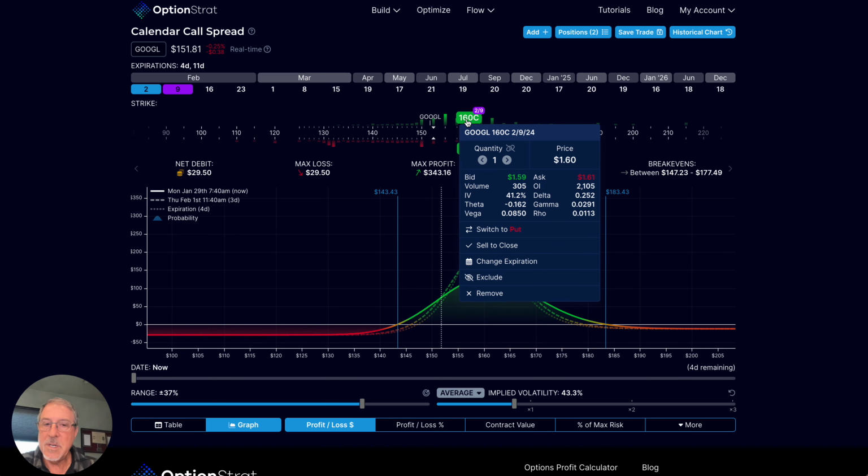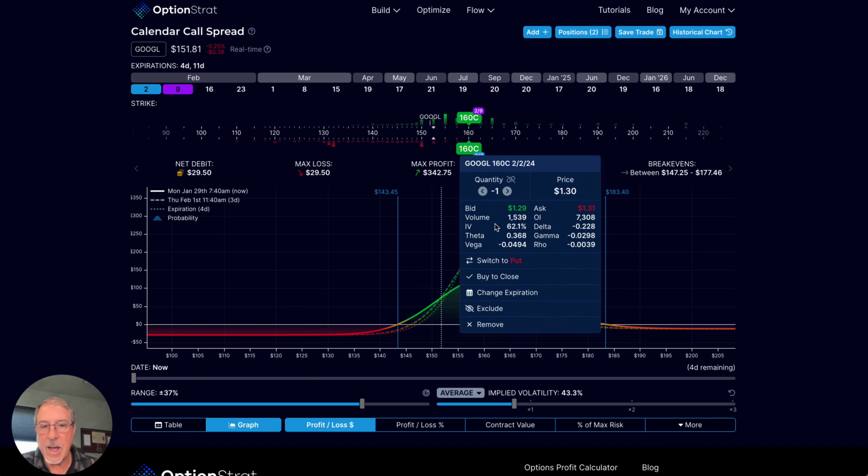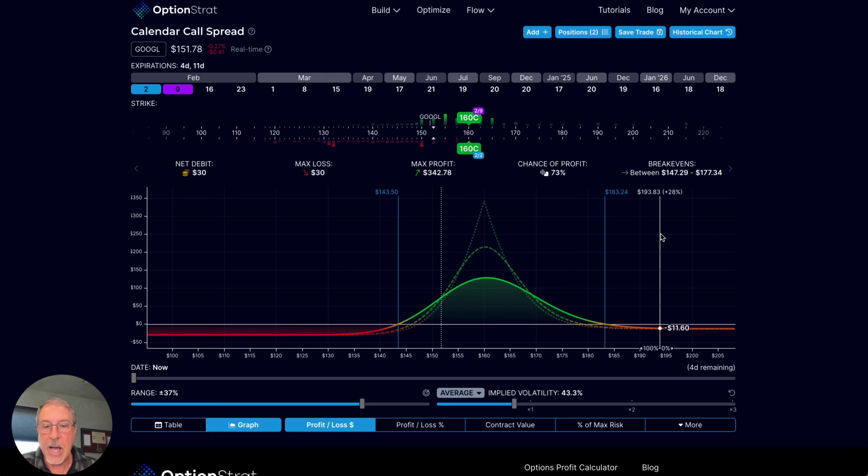Our further dated option is only 41%. So if volatility is going to drop right after the earnings announcement, there's more potential drop that can occur when volatility is currently at 62% than if volatility were only at 41%. And let's just take a look at how that manifests itself.